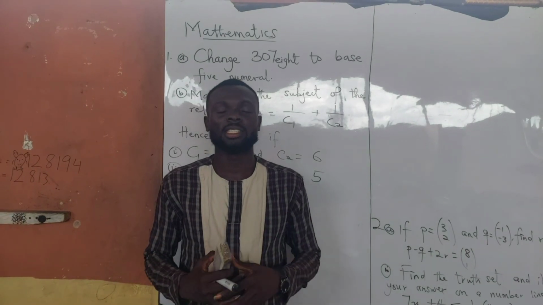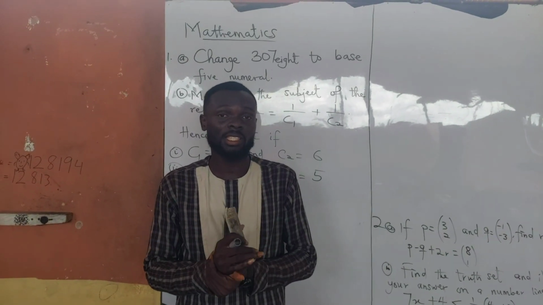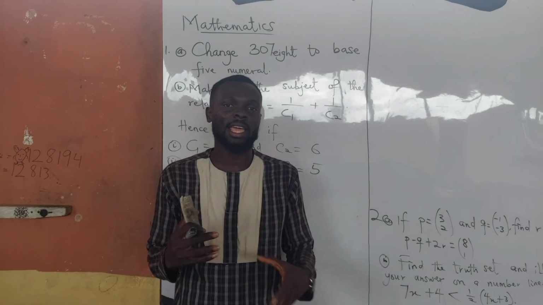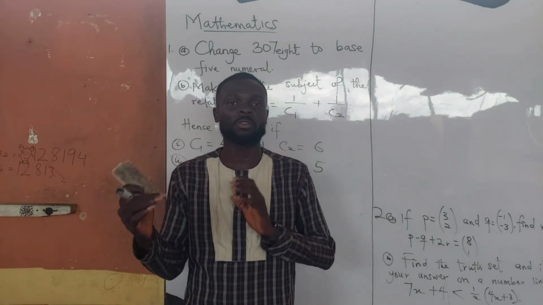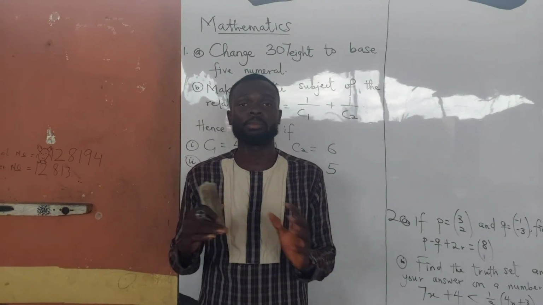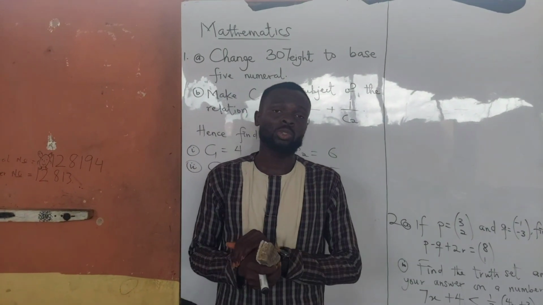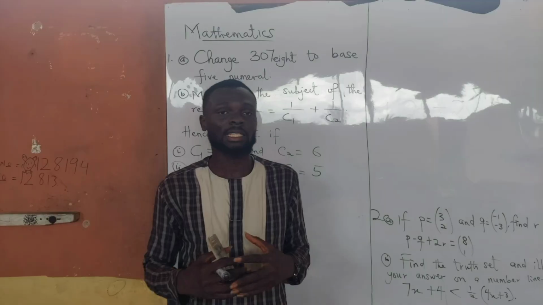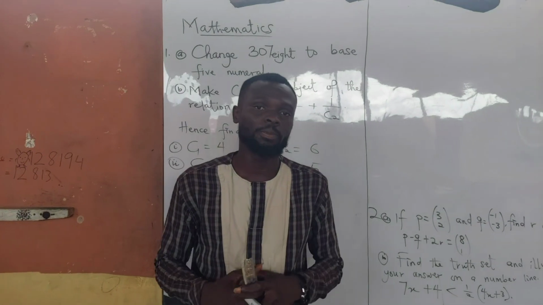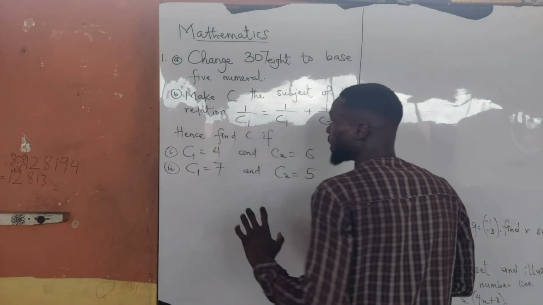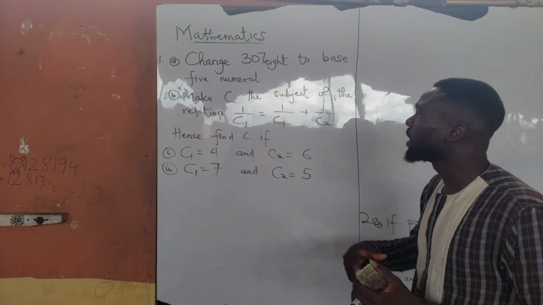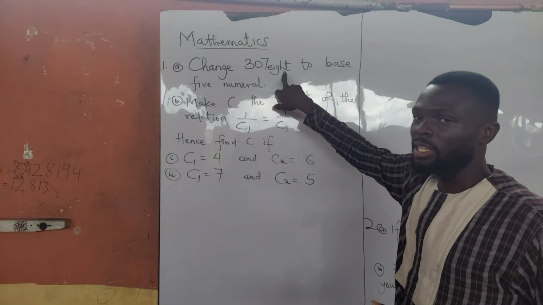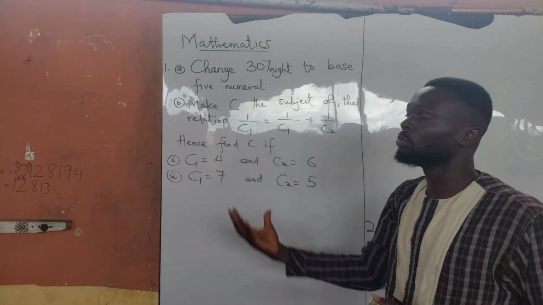This week and this month, till we write our BECE, we'll be solving likely BECE questions, and also those of basic 7 and basic 8. Let's start today by solving one or two examples or questions that are likely to come in our BECE. So we take the first one. The first one is saying, change 307 base 8 to base 5 numerals.